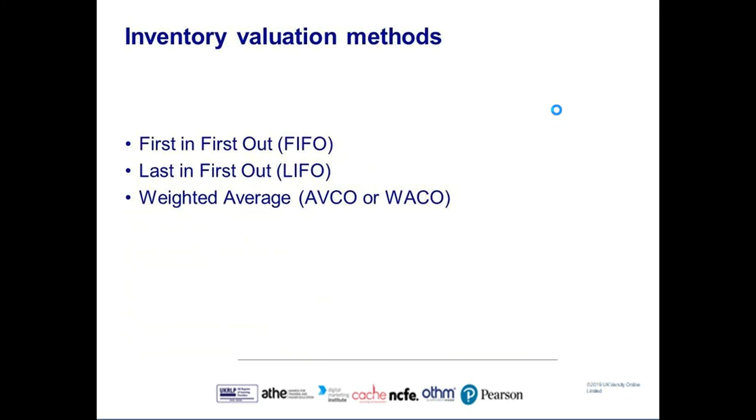Okay. Next we're looking at the inventory evaluation methods. Normally we use inventory. Inventory is a stock. So normally we have three types of inventory. If you open your fridge in your house, you normally have three types of inventory inside the fridge.